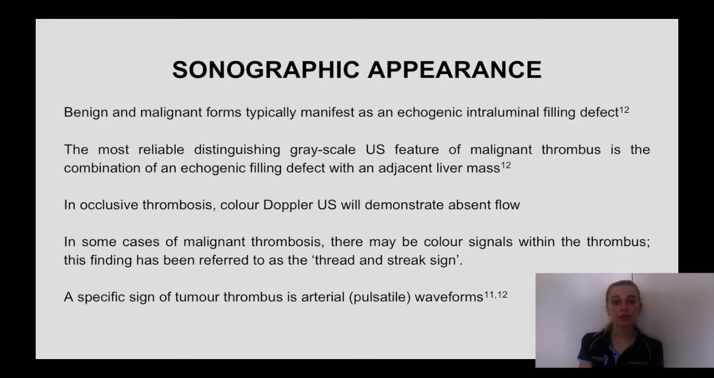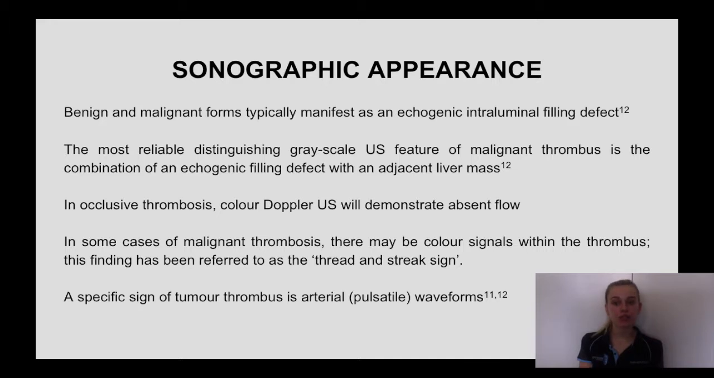The most reliable distinguishing grayscale ultrasound feature of malignant thrombus is the combination of an echogenic filling defect with an adjacent liver mass. In occlusive thrombosis, colour Doppler ultrasound will demonstrate absent flow. There will be no normal portal venous waveform in the spectral Doppler trace.